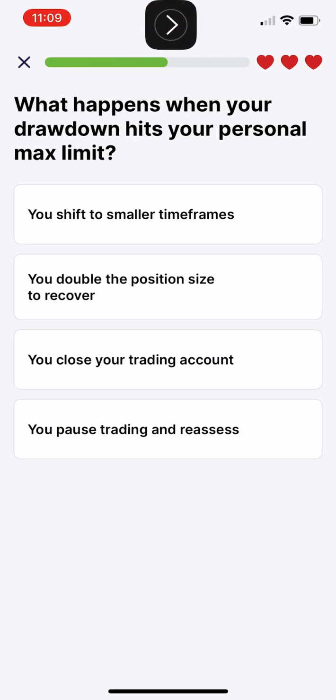What happens when your drawdown hits your personal max limit? You shift to smaller time frames. You double the position size to recover. You close your trading account. You pause trading and reassess.